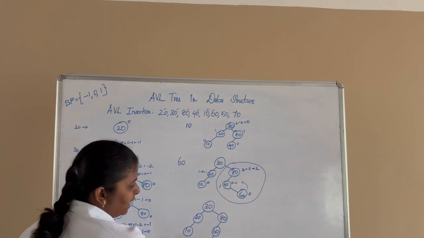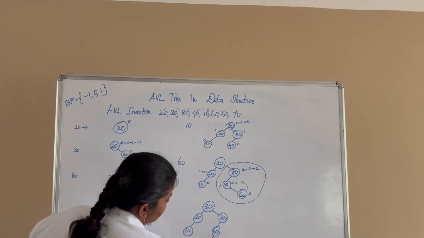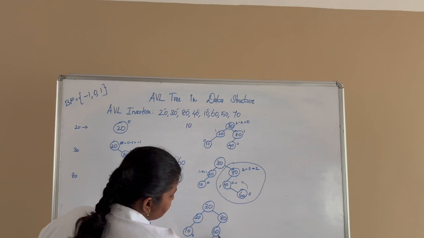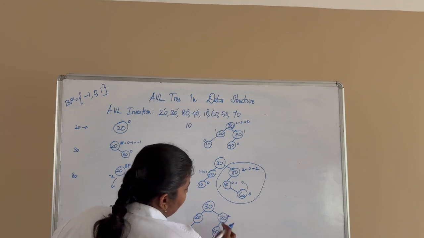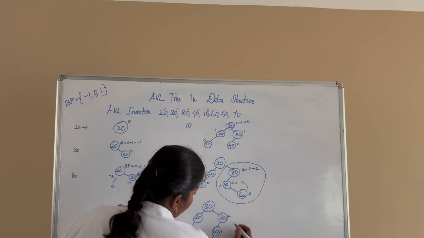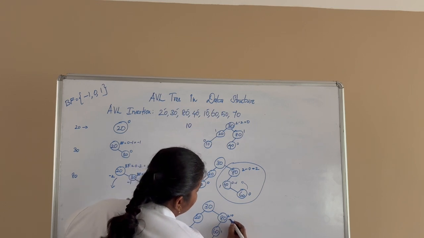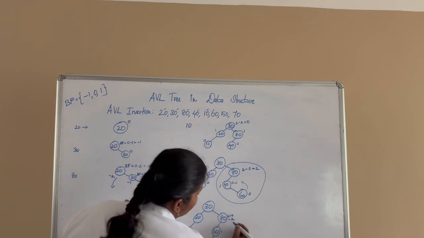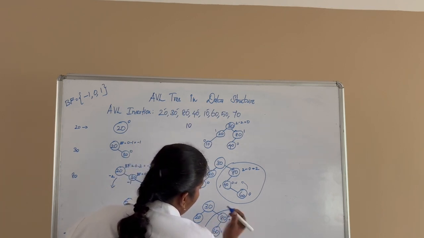Now we have to check the balance factor once again. So balance factor here will be 0, balance factor here will be 0, balance factor here is height of the left subtree is 1, there is no right subtree, so 1. Height of the left subtree is 2, there is no right subtree, so 0. So here the balance factor at the node 80 is 2. It is not balanced. So this particular portion of the AVL tree is not balanced now.